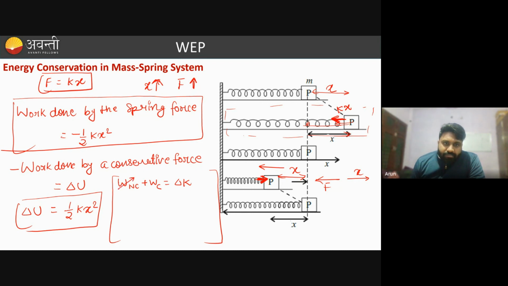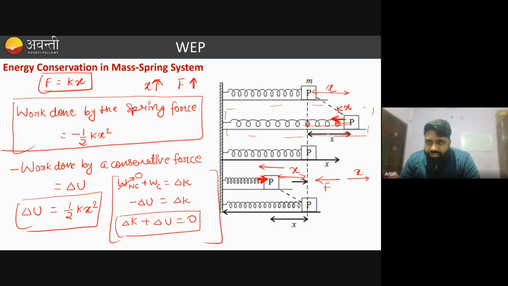If in the system the work done by non-conservative force is 0, or there are no non-conservative forces acting, and we know that work done by conservative force is the negative of change in potential energy, then delta K plus delta U is equal to 0. And this is the law of conservation of energy.